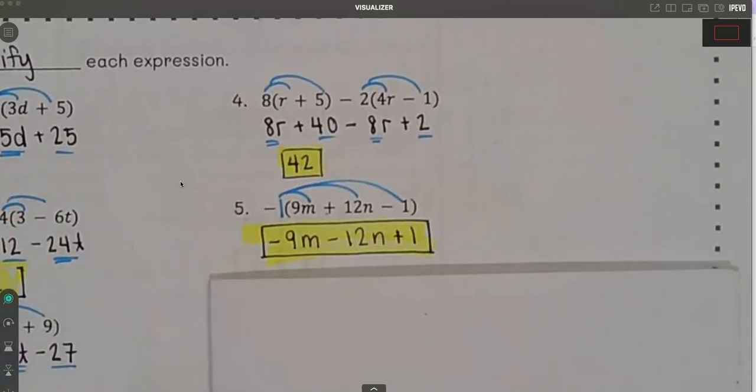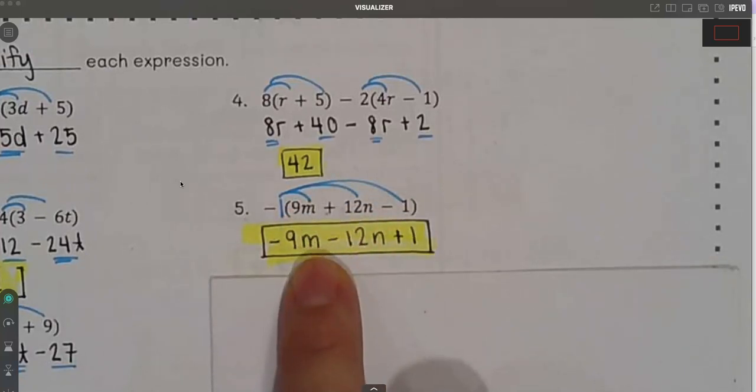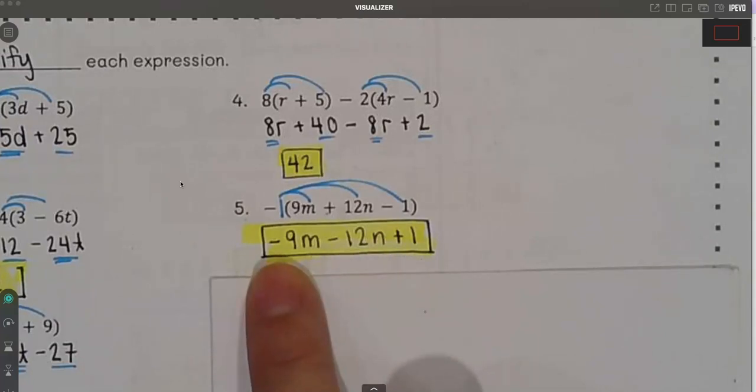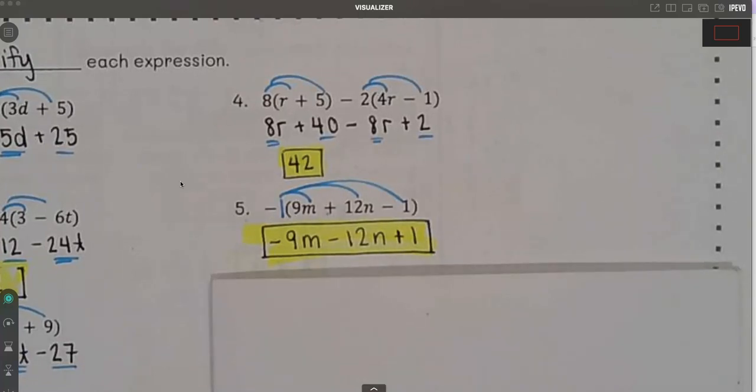Here's number 5. So for number 5, we've got this negative outside the parentheses. I'm going to distribute it. That'll give me negative 9m minus 12n plus 1. And none of these are like terms, so I can't combine anything. I just have to leave it like that. If there's a negative on the outside, it's like an invisible negative 1. So you're distributing negative 1. Any other questions on number 5?